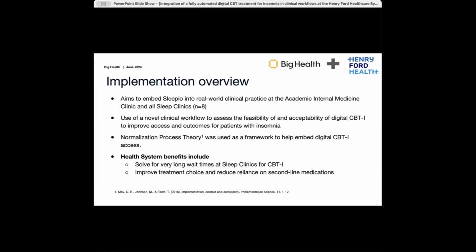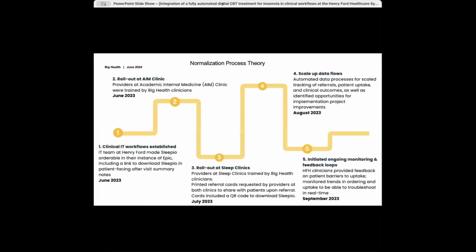And we use normalization process theory as a framework to help embed digital CBTI. And this basically means making low-effort changes that don't impede the clinical workflow, so you're not getting in the way of patient care. And really, we're trying to solve for long wait times at the sleep clinic to see the therapist, the only therapist there, and improve patient choice and reduce reliance on second-line medications for insomnia. So about June last year, we started to embed the clinical workflow processes within the Epic system, and I've got an example slide on that next.